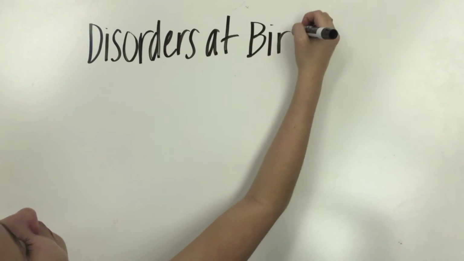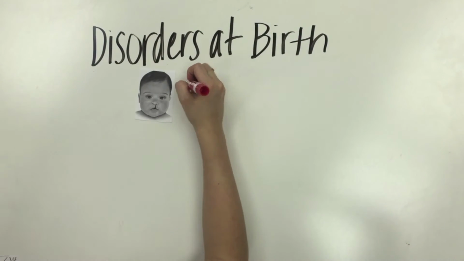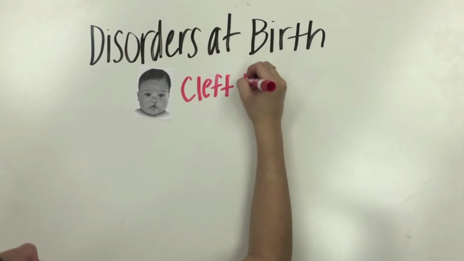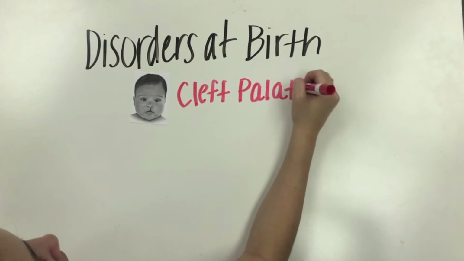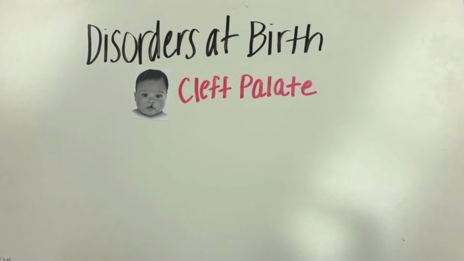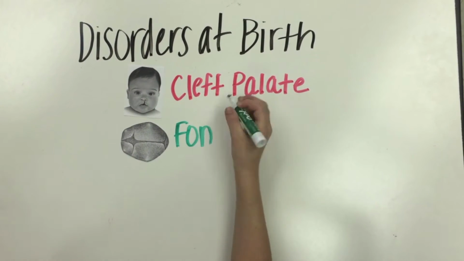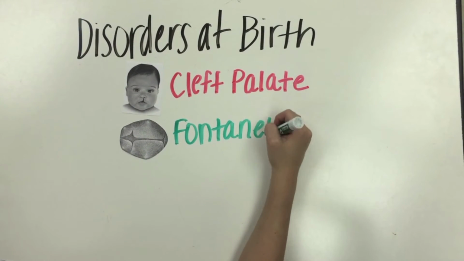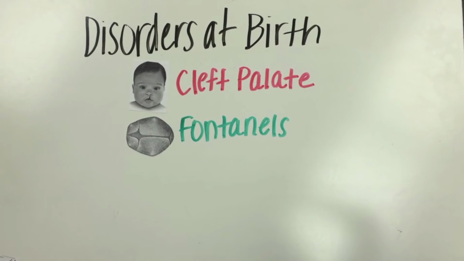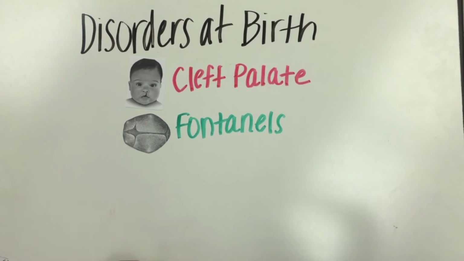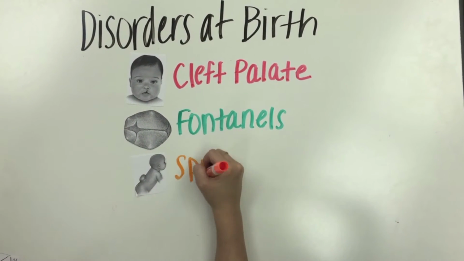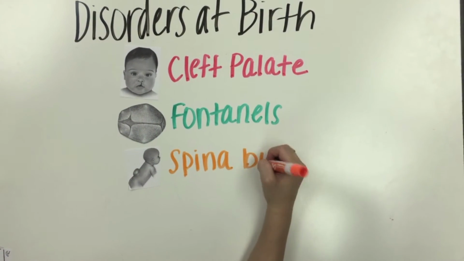Bone disorders at birth. Cleft palate. Cleft palate occurs when the two parts of the maxilla do not come together, disallowing suction in the mouth. Fontanelles. Fontanelles are underdeveloped portions of the skull, which leave the brain open to damage. Spina bifida. Spina bifida is an incomplete closing of the bones and membranes surrounding the spinal cord.